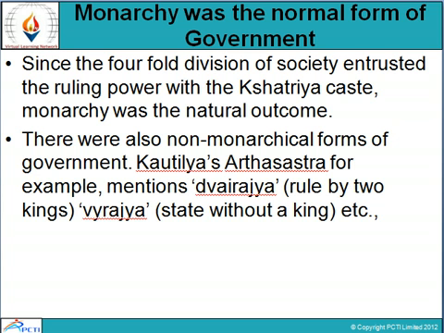There were also non-monarchical forms of government. Kautilya's Arthashastra, for example, mentions Dvairajya, rule by two kings, and Vairajya, a state without a king. Kautilya also mentions states where two kings rule and states where a king does not rule.